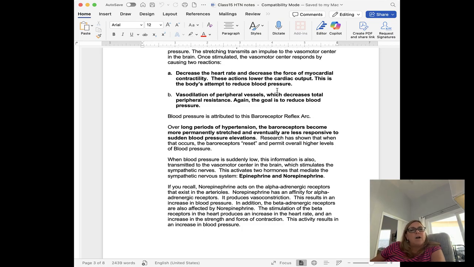When blood pressure is suddenly low, this information also gets transmitted to the vasomotor center of the brain, and that will say, whoa, you sympathetic nervous system, kick in. This is the autonomic nervous system branch of the sympathetic, right? And the sympathetic system tells the adrenal medulla, let's make some epi and norepi. And then if you recall, the norepi will hit the alpha adrenergic receptors that are in the vessels. It has an affinity for the alpha adrenergic receptors to cause that vasoconstriction. So the alpha 1 receptors cause vasoconstriction.